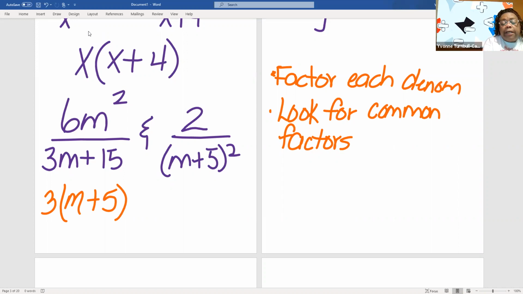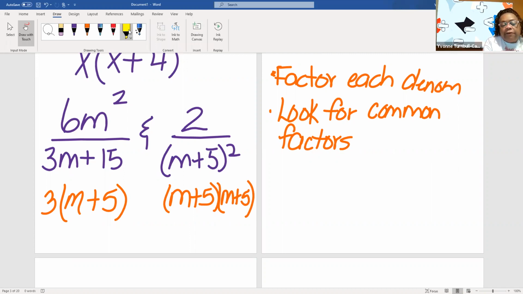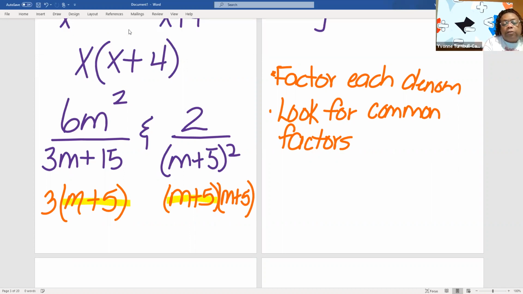Now, m plus 5 squared is a product because that tells me that m plus 5 is being multiplied by itself. So that means that in factored form, it would be m plus 5 times m plus 5. So I factored each denominator and I'm going to look for common factors. What common factors do I see in both? They both have an m plus 5. So that's what I did right there. I'm looking for the common factors.